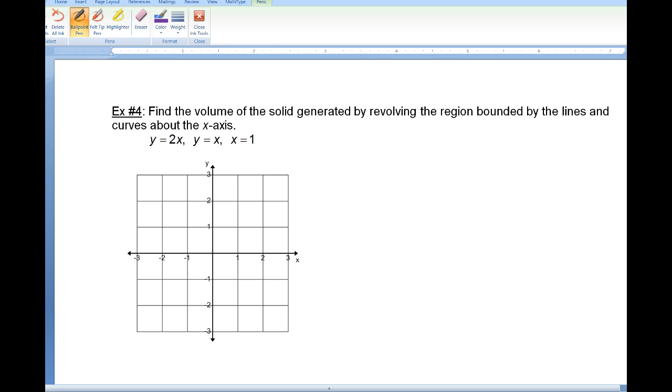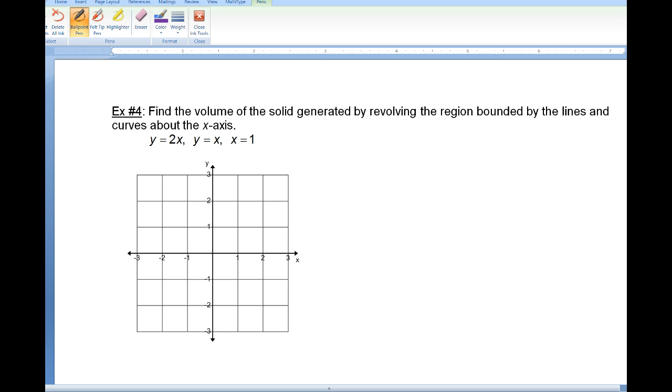So let's look at this one. We have: find the volume of the solid generated by revolving the region bounded by the line and the curve about the x-axis. Oh, this is the x-axis. The worksheet that I just gave you, that one's going to be rotations about lines other than the x or y axis. Keep that. We're going to do the notes first, and then we're going to do that.